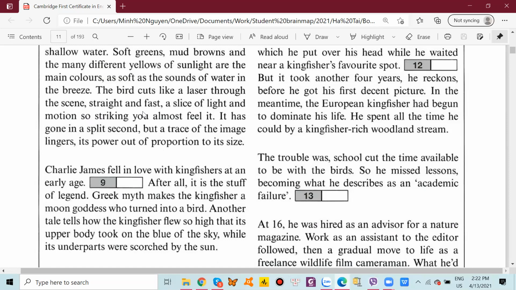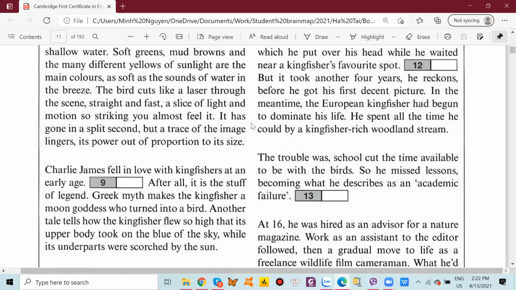The bird cuts like a laser through the scene, straight and fast. A slice of light and motion so striking you almost feel it. It has gone in a split second, but a trace of the image lingers, its power out of proportion to its size.